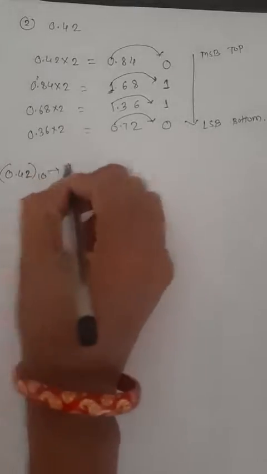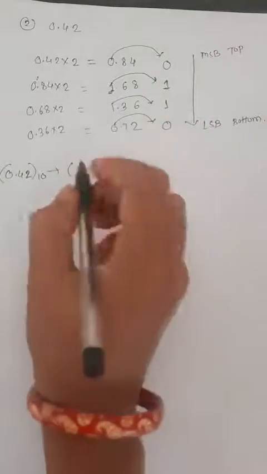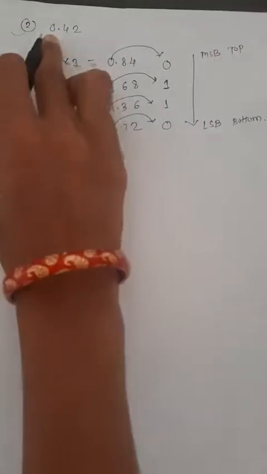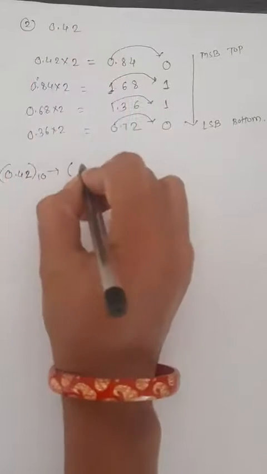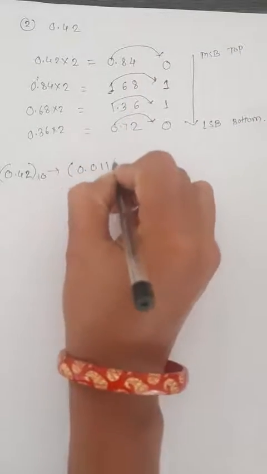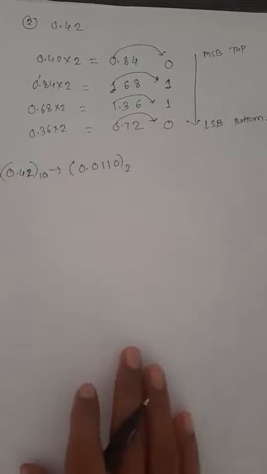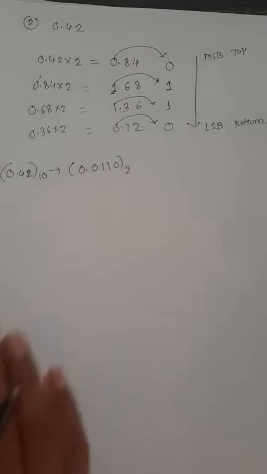So what will be the answer of this conversion, 0.42 to the base 10? Write the answer in the correct way, that is from top to bottom. Because it is a fractional decimal number, the answer will be 0.0110 to the base 2. That is the major difference between the integral and fractional parts.